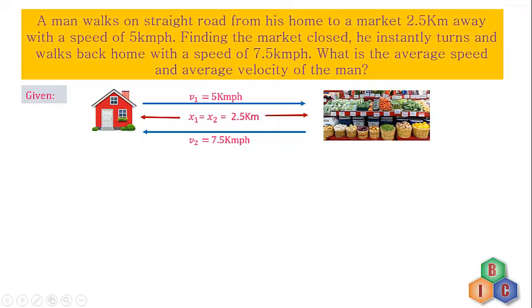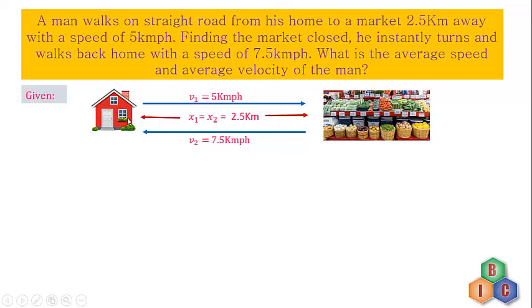Now, after reaching the market, he sees that the market is closed. So he walks back home and takes the same route, because it is said that he instantly turns and walks back. That means he is coming by the same route. While coming back, he increases his speed. He walks a bit faster, with a speed of 7.5 kilometers per hour. Let us denote the speed of the return journey as V2, which is 7.5 kilometers per hour. What is the average speed and average velocity of the man?